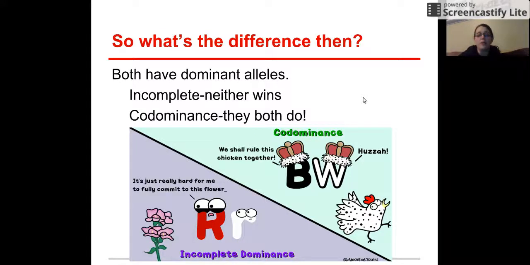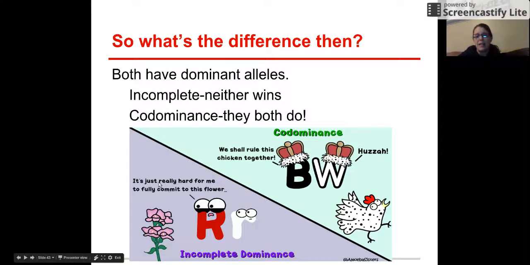In codominance, both of them win completely, okay? They never separate. They don't mix together to make a new phenotype. They do make a new phenotype, but it's a phenotype that shows both of the alleles, okay? So the example I gave here was, this would be your red and this would be your white, whatever symbol you're using for that, and it would make a pink flower.